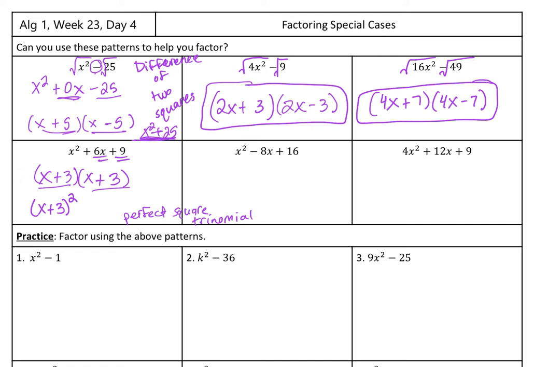And so if we know this pattern, we can jump from the beginning to here just by saying, oh, this is a perfect square trinomial, and so that means that it's just x plus 3 because it's the square root of this and the square root of this.